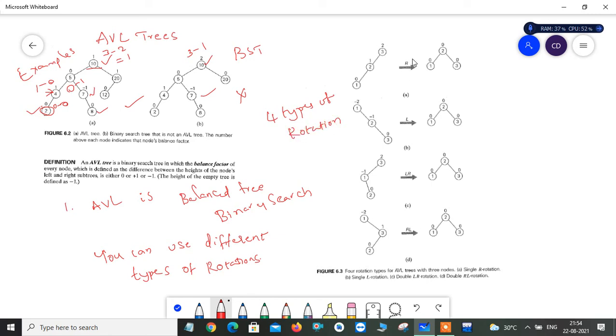So namely, we have R rotation, this is a single R rotation, L rotation, LR rotation, so this is a double rotation, and the last one is RL rotation. Simply, this R rotation we can also call RR rotation, and L rotation we can also call LL rotation. So we can use these rotations to make your unbalanced AVL tree balanced.